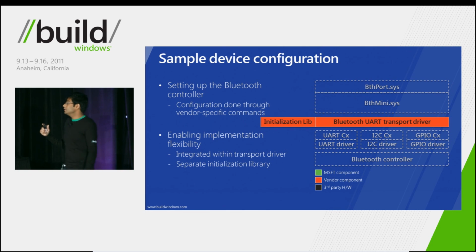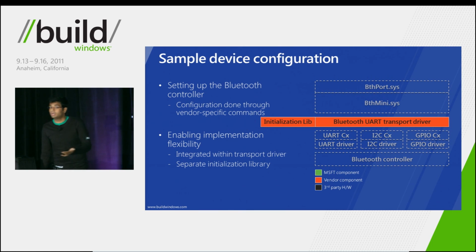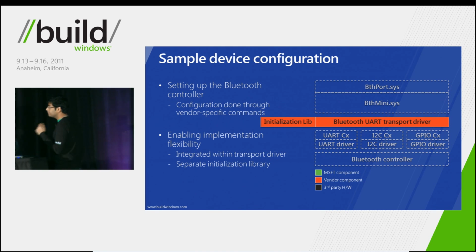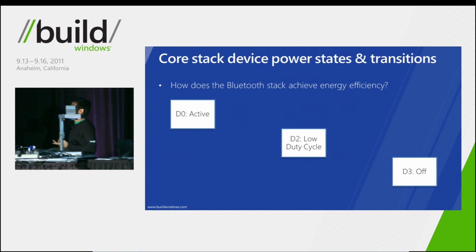Now, when we were looking at the market space out there for these low power-based Bluetooth controllers, it turned out that device configuration is mostly done via vendor-specific commands. To enable implementation flexibility, you can incorporate this initialization directly into the transport driver or as part of a separate function library. Our WDK sample shows you an example of each one. So that should hopefully help you integrate with a little bit of ease. So that's device configuration. The next topic is power management.